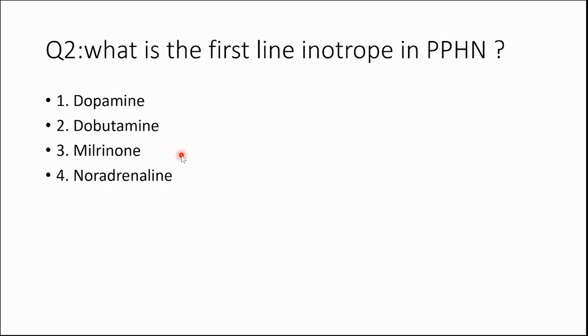Now we are coming to the second question. What is the first line inotrope in babies with PPHN? Is it dopamine, dobutamine, milrinone, or noradrenaline?